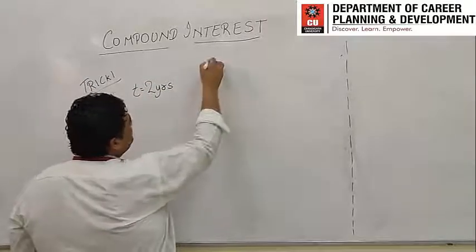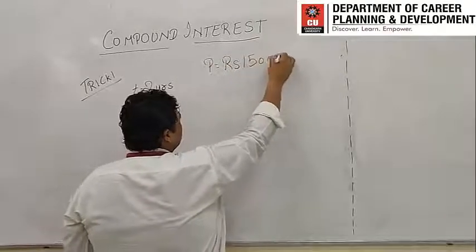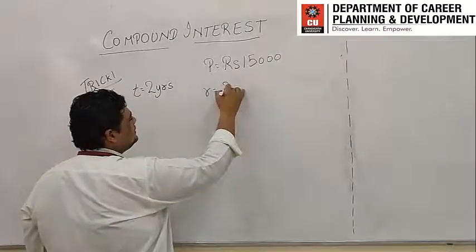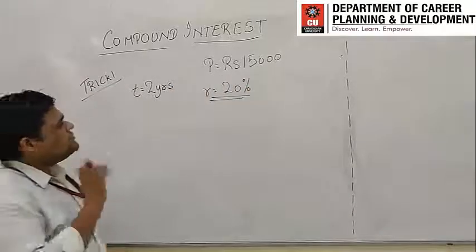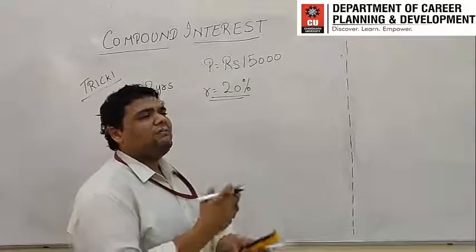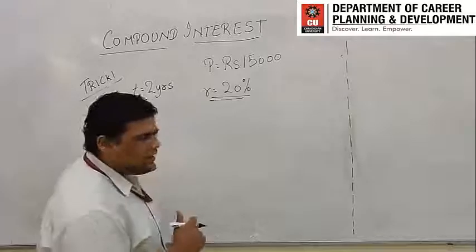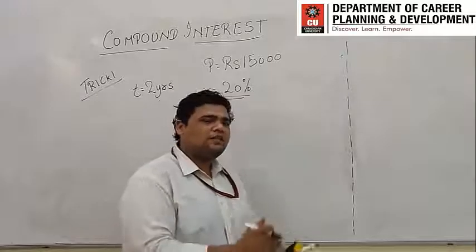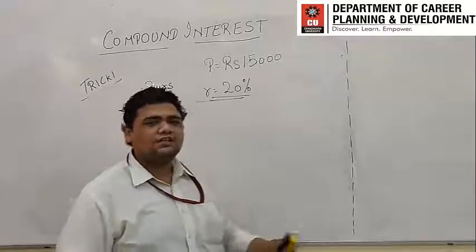And I am taking the principal, let it be rupees 15,000, and let the rate be 20%. If the rate given to us is 20%, principal is rupees 15,000 and the time is 2 years, we will apply the 20% rate 2 times. Firstly 20% on principal, then the second 20% on the amount that is coming after the first year. So this is the case of successive discount or successive profit.